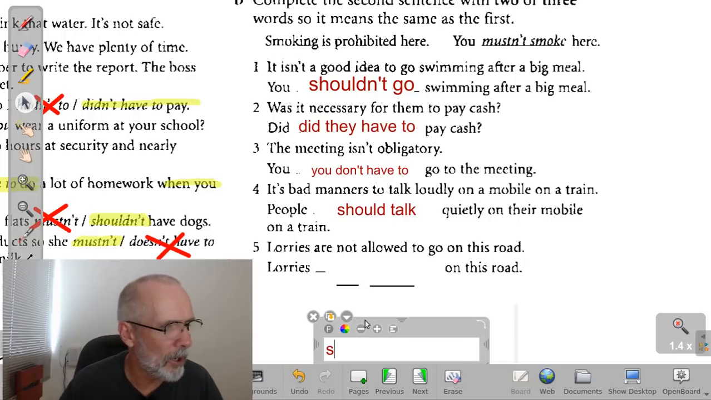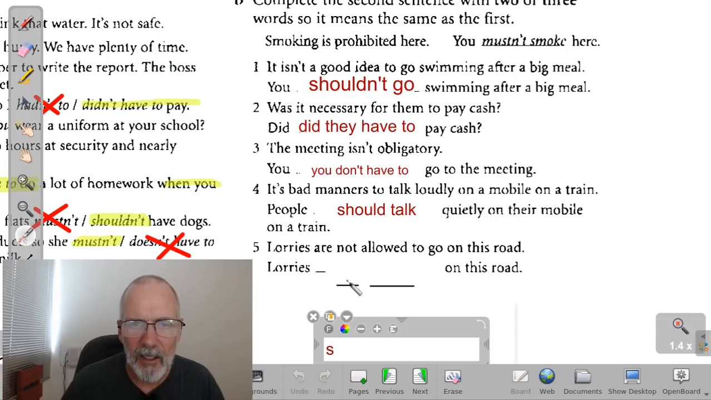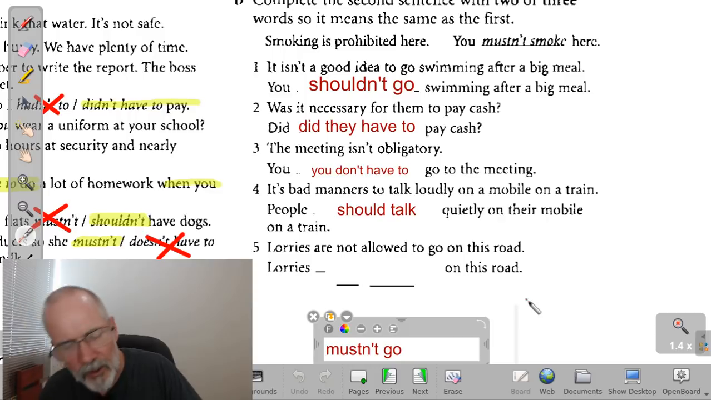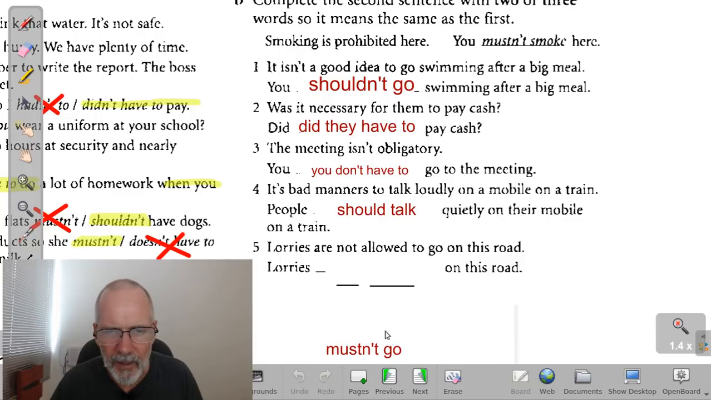Let's go back. How do we talk about prohibition? Here, prohibition. Must not. At last, Harold has the correct answer. Lorries mustn't go on this road. Prohibition. Mustn't go.